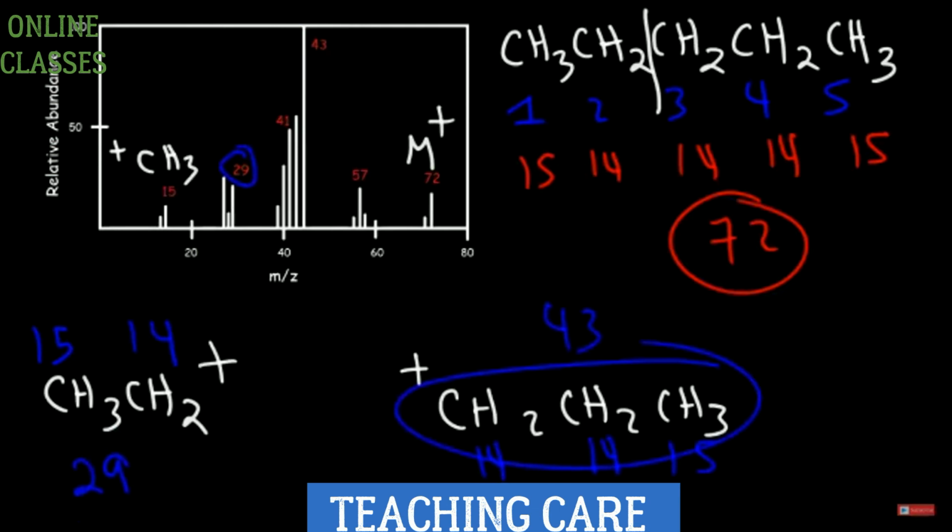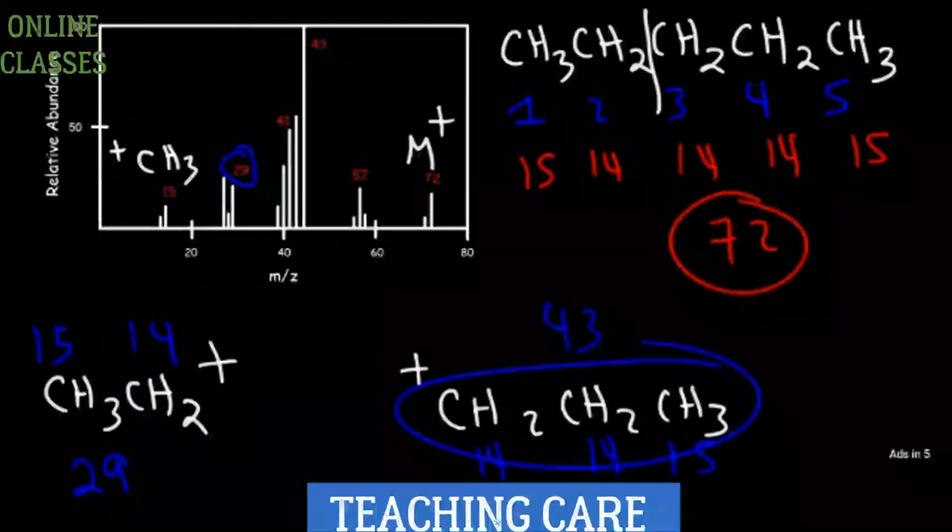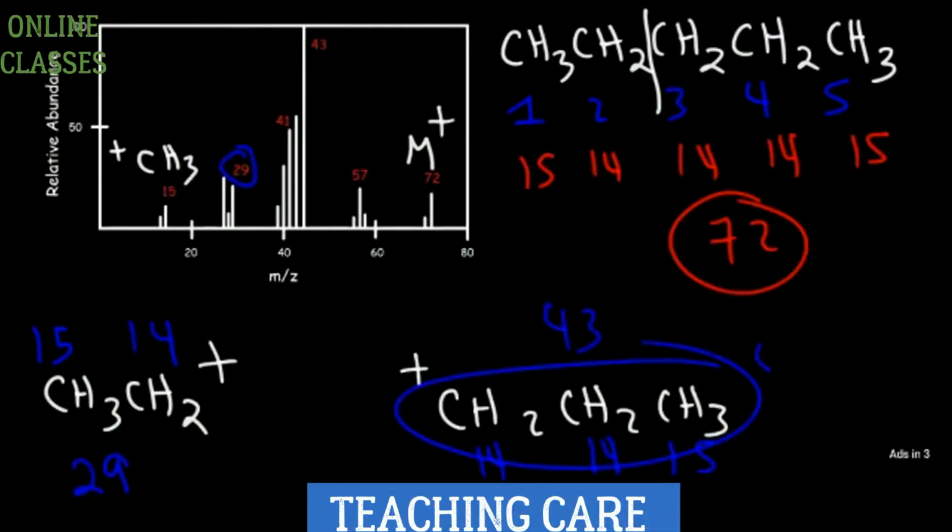Now here's a question for you. Why is the propyl cation the base peak and not the butyl cation?